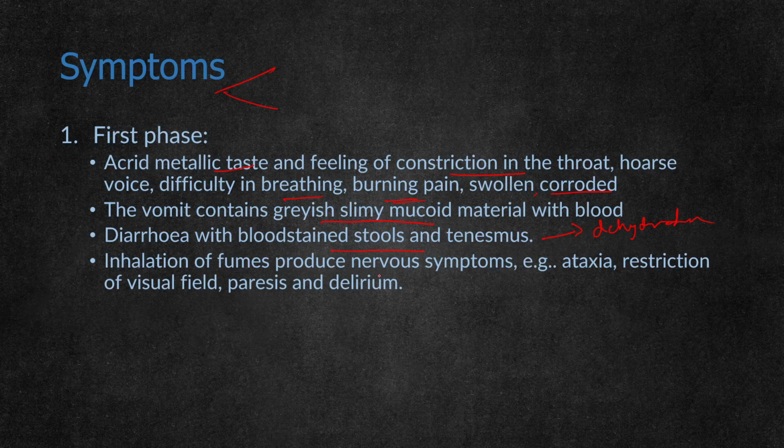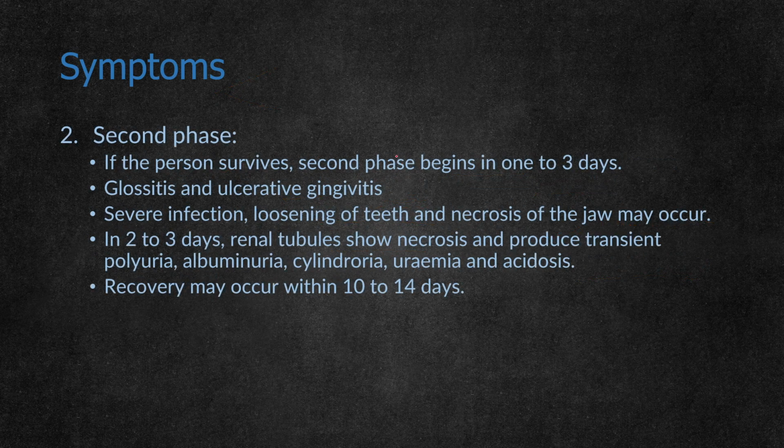Inhalation of fumes may lead to nervous symptoms like ataxia, restriction of visual fields, paralysis, and delirium. The second phase occurs mainly if the person survives the first phase and begins in 1 to 3 days. There is glossitis, ulcerative gingivitis, severe infection, loosening of teeth, and necrosis of the jaw. Then in 2 to 3 days, there is renal tubular necrosis, reduced urine or transient polyuria, albuminuria, cylindruria, uremia, and acidosis. Recovery mainly occurs within 10 to 14 days.